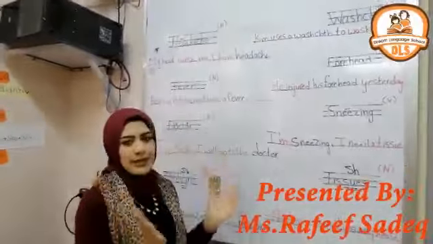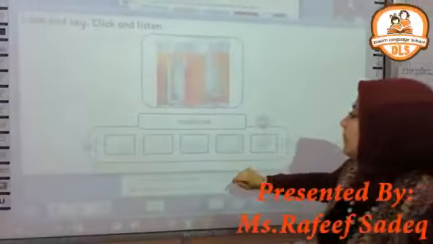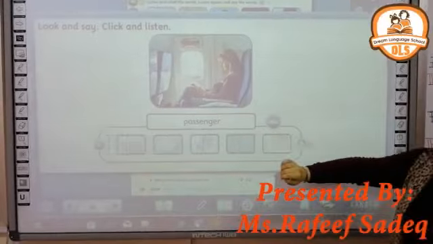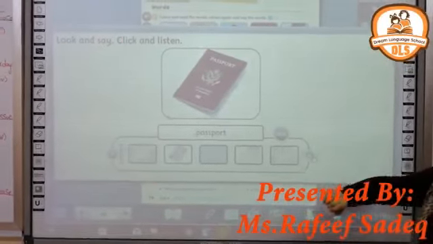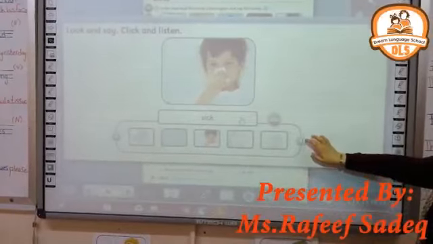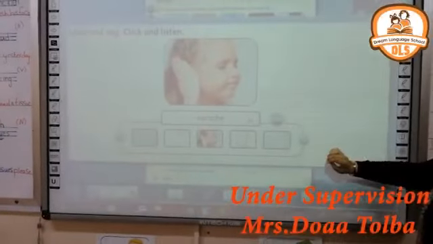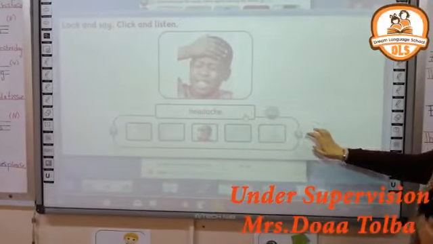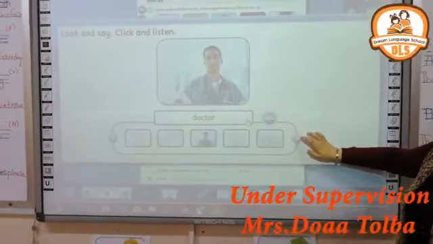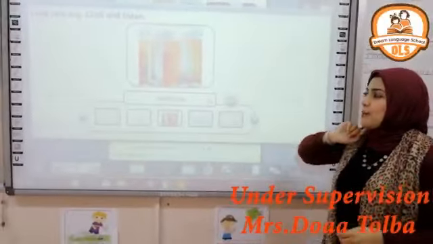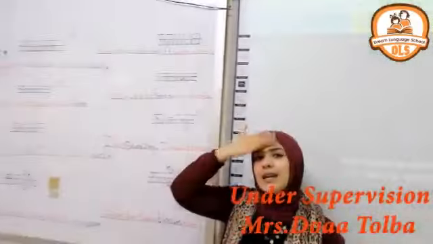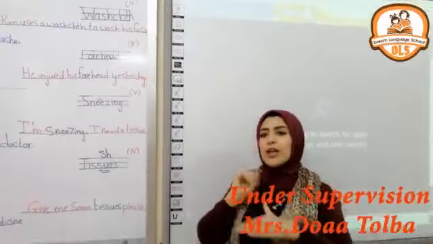Okay, so let's recap our vocab together again. Airport. Passenger. Passport. Destination. Sick. Earache. Headache. Fever. Doctor. Medicine. Tissues. Sneezing. Forehead. And washcloth, the piece of cloth I use to wash my face.